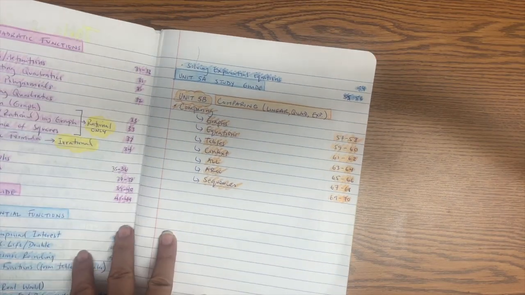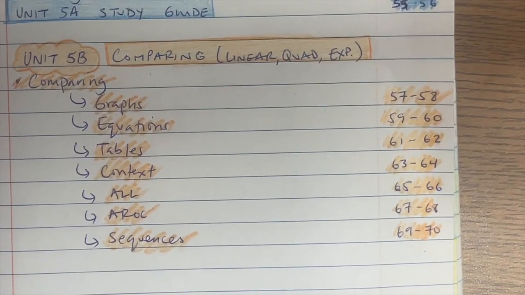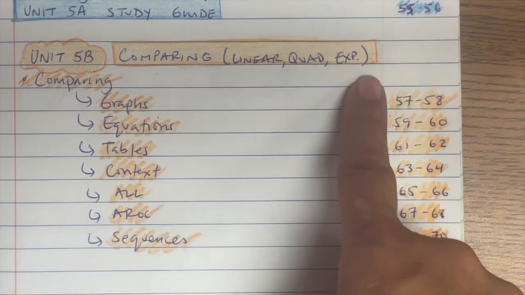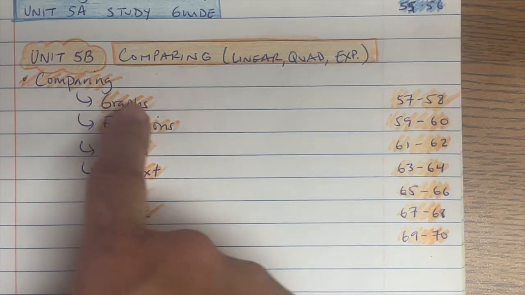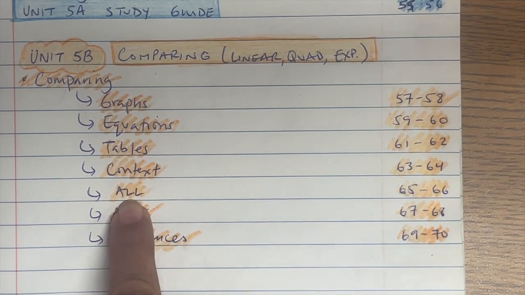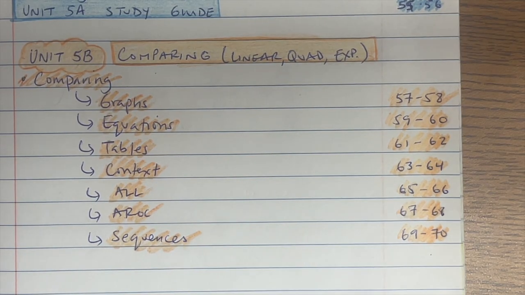All right, so we're going to take a look at Unit 5B. Please pause the video and copy it down. So this is Unit 5B, comparing linear, quadratic, and exponential. We're comparing graphs, equations, tables, context, all of it, average rate of change or AROC, and sequences. So pause the video.